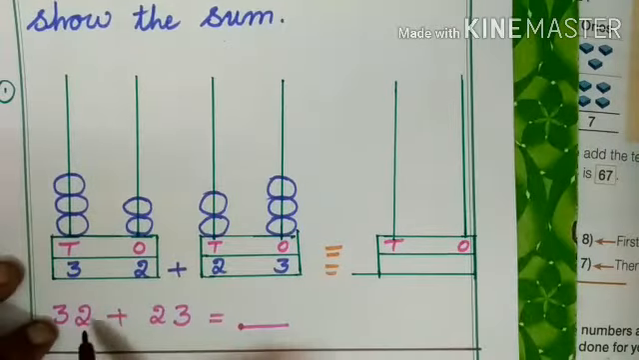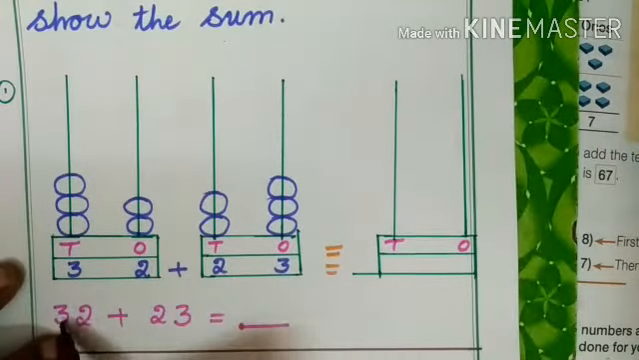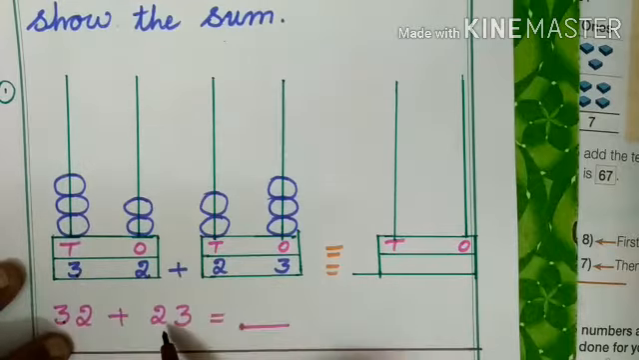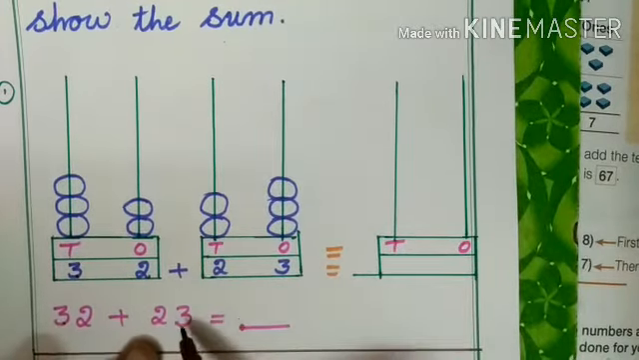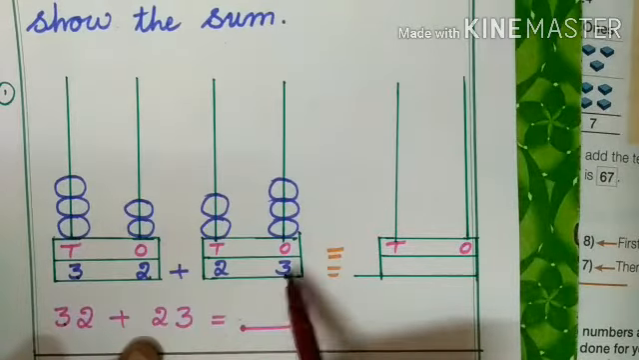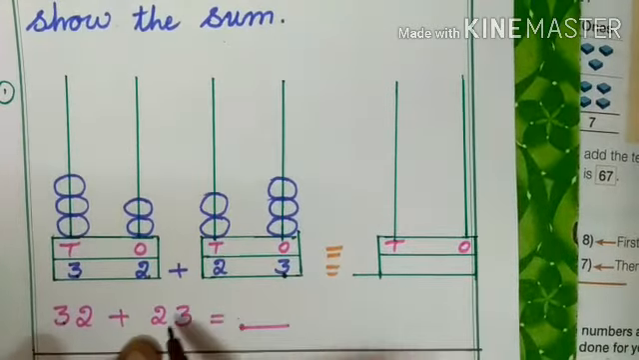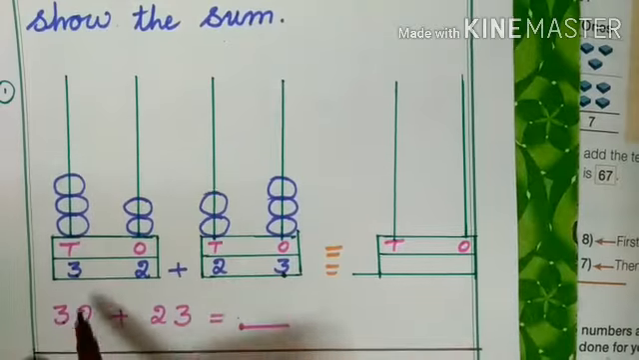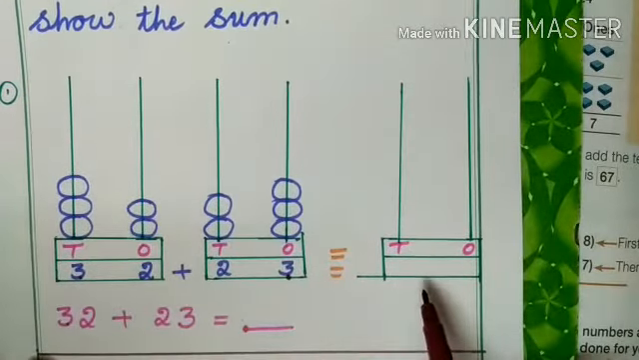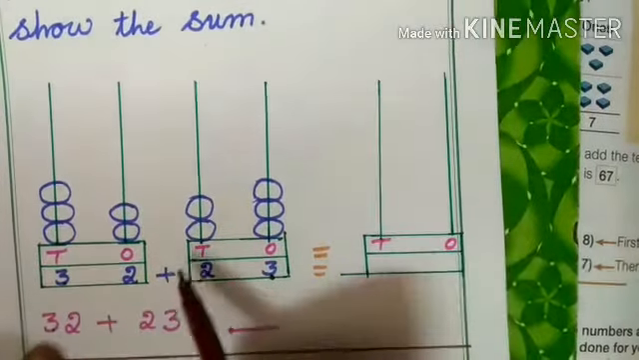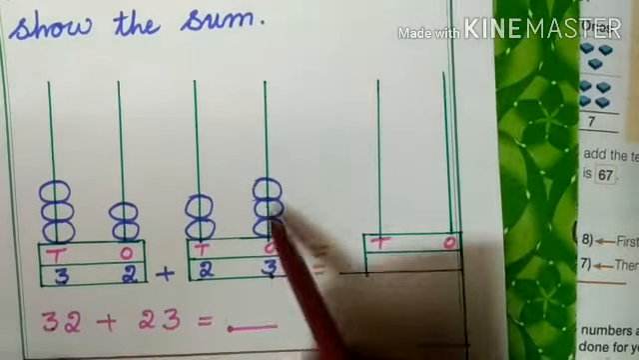See here, 32 means 2 is in ones place, 3 is in tens place. Here another one, 23, is there. Second one is 23. 3 is in ones place, 2 is in tens place. 23 you write here and 32 write in this box. Now shall we add this one? How we should add? Now first we should add ones place.